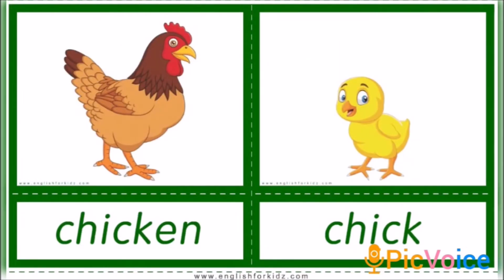What is the name of this bird? It is a chicken. What is its young one? The name is chick. The parent bird is chicken and the young one we call chick. And how does it give birth? It lays eggs and hatches them. So it is not a mammal.